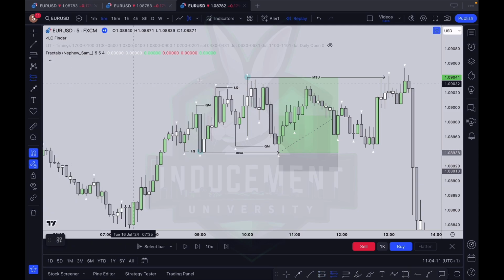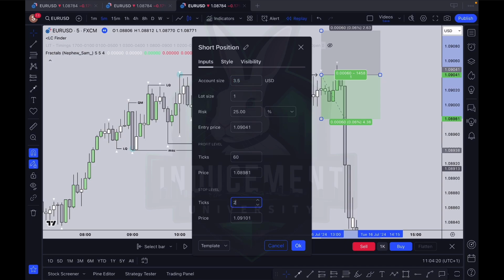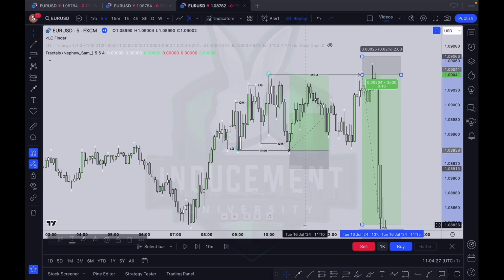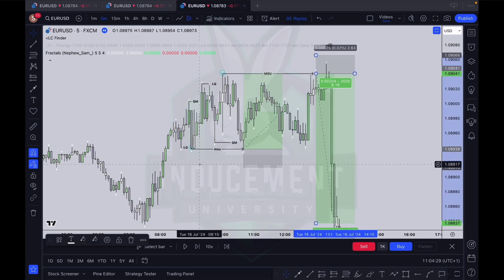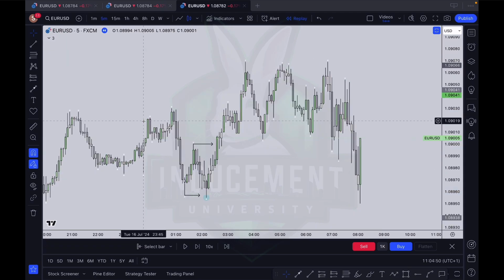Yet again, using the same logic, if we entered here on this MSU with the same stop, say for example we target it down here, that would be an 8-hour trade. Okay, so now let's get on to some more examples.